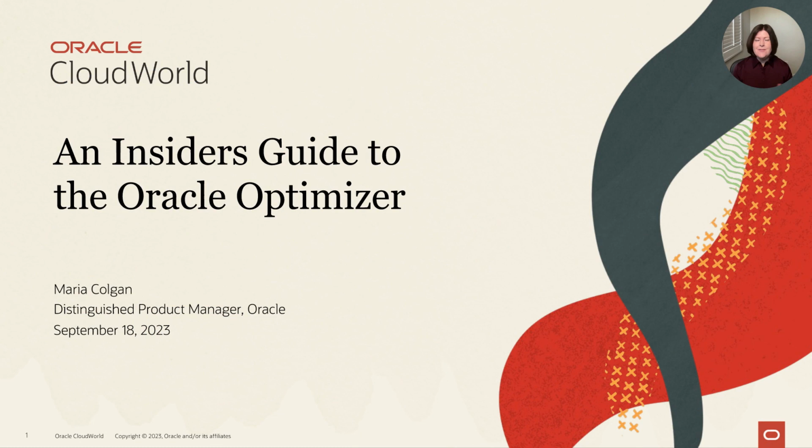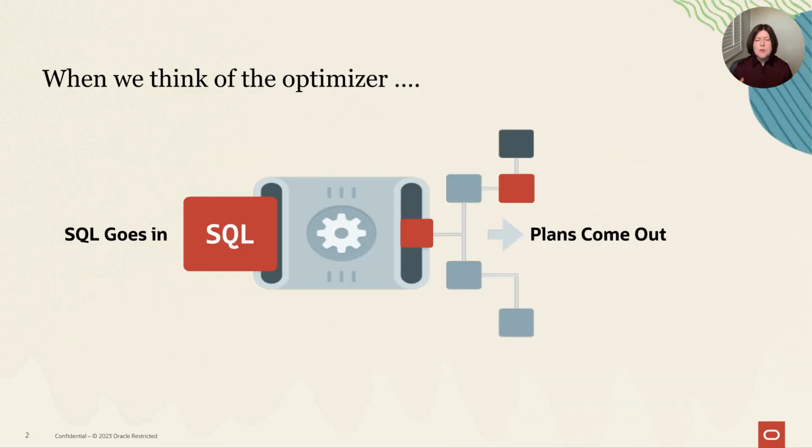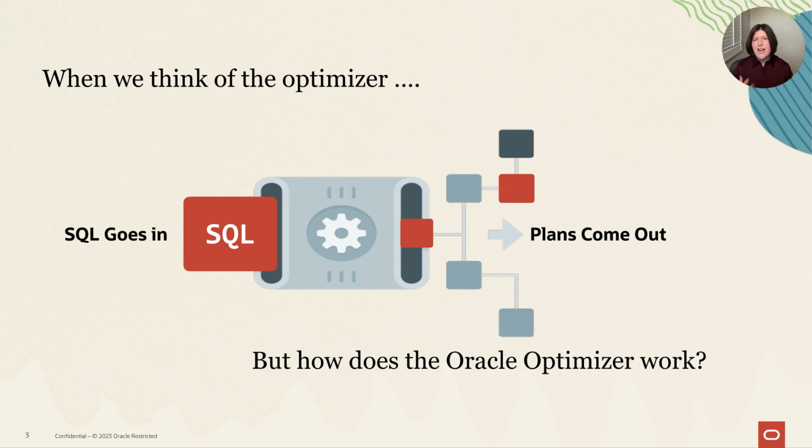Hi, I'm Maria Colgan, one of the product managers for the Oracle database, and I'm excited today to give you an insider's guide to the Oracle Optimizer. Now, when most of us think about the optimizer, we think about it as a black box. SQL statements come in and plans come out. But how does that optimizer actually work? Well, over the next 20 minutes or so, I'm going to share with you exactly what happens inside that box.